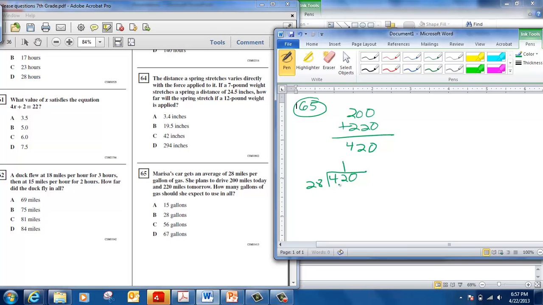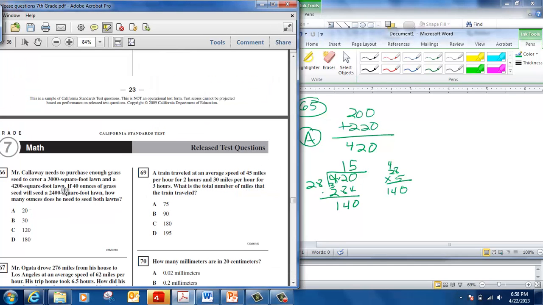So I know that goes in once, and that's 28. I'm going to borrow from him. So that's going to be 4 and a 1, and then bring this down. So 28 goes into 140. So I'm going to estimate that in gallons of gas. So it's 8.